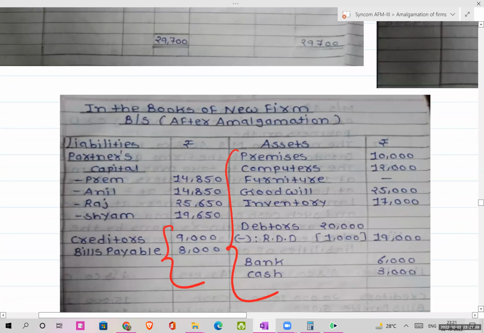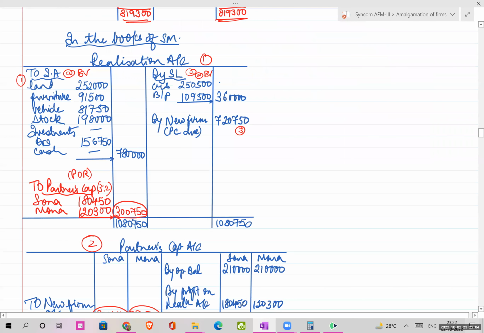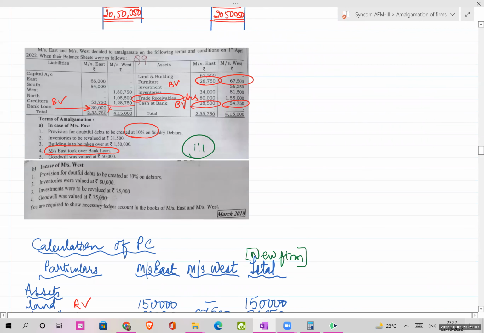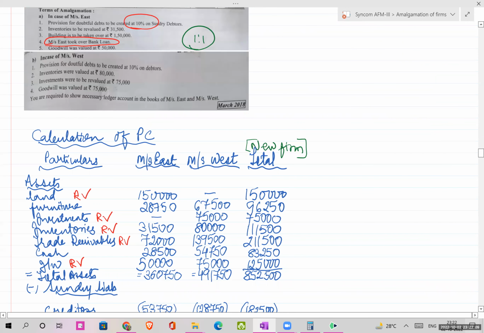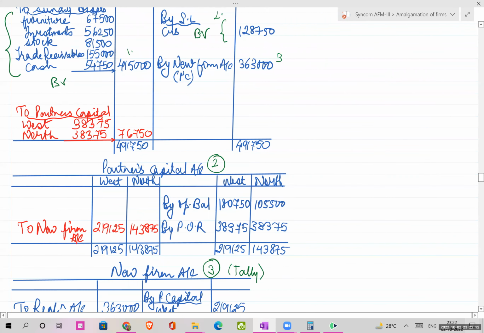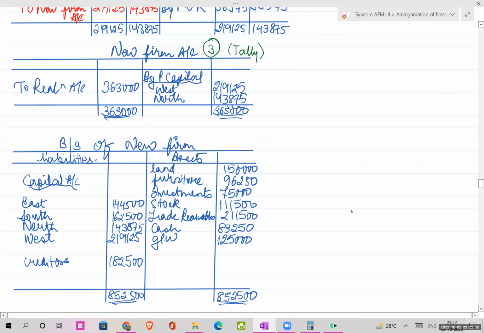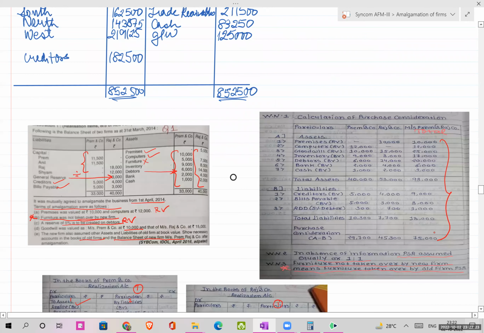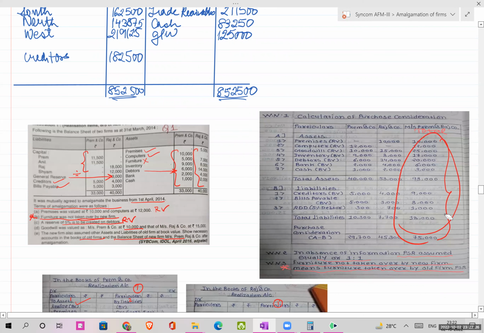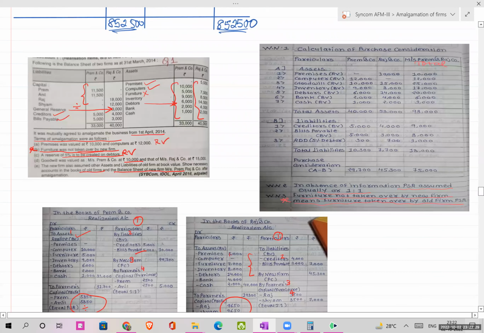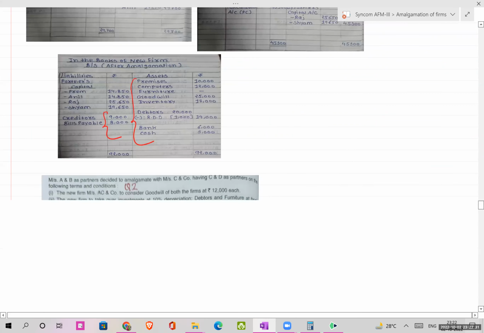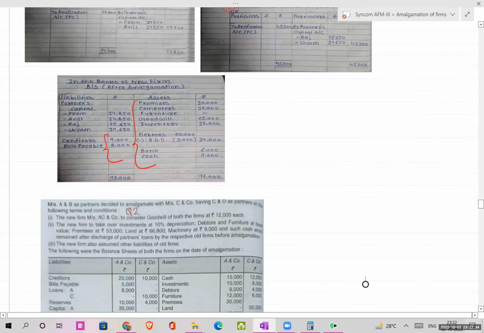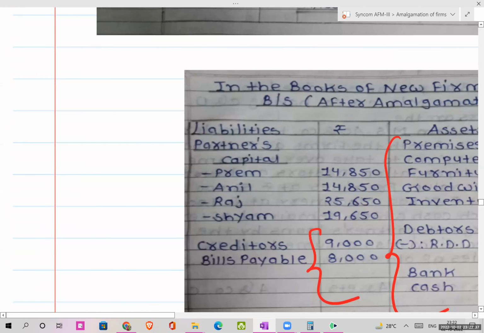Okay, let's understand, our PC calculation total column was how much? I told you to make this column, right? This one. So this column's figures will be reflected there. That's why I said to make that column. It will ease your job. You just have to copy the figures there. So this is your balance sheet after amalgamation.